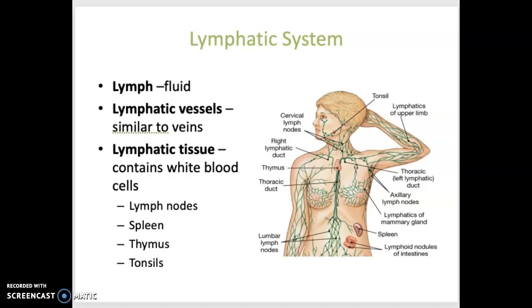The lymphatic vessels are very similar to veins, and they drain excess fluid, which is called lymph, from tissue spaces and return that fluid to the blood, which is actually where the fluid originally came from in the first place. That fluid leaks out of your blood. And lymphatic tissue contains white blood cells and phagocytes, which destroy foreign material and microorganisms. And some examples of lymphatic tissues would be your lymph nodes, the spleen, the thymus, which is a gland located in the chest, and the tonsils in your mouth.